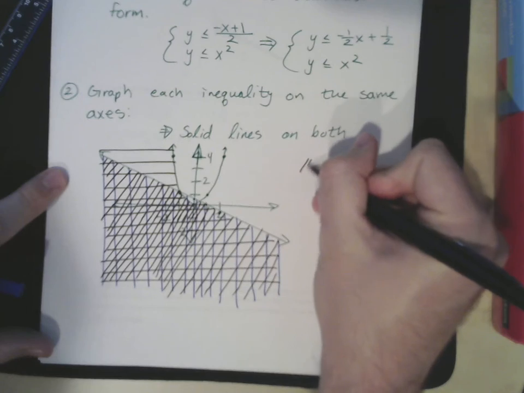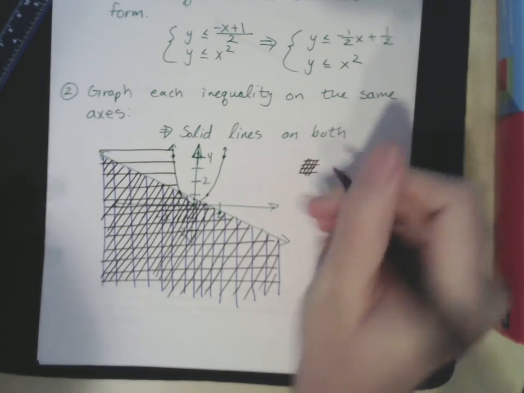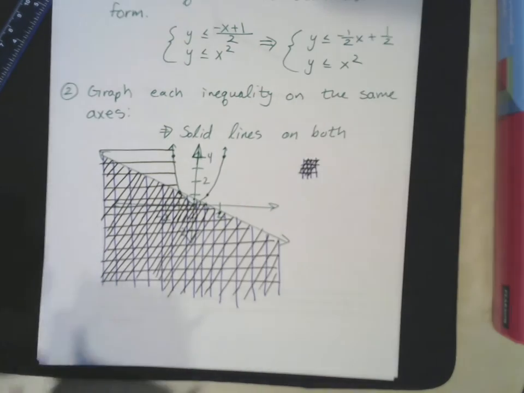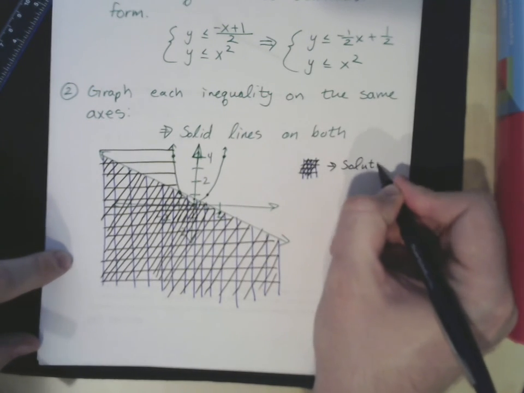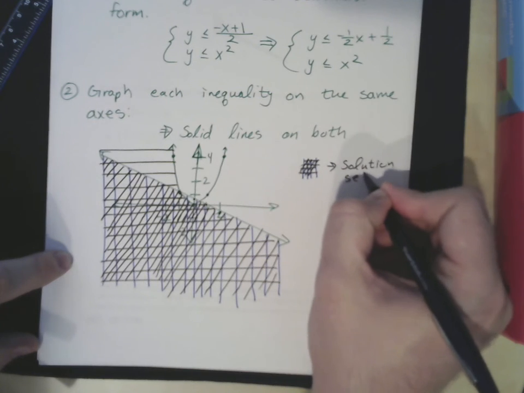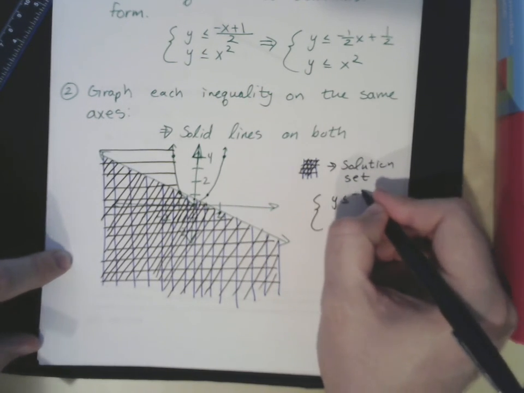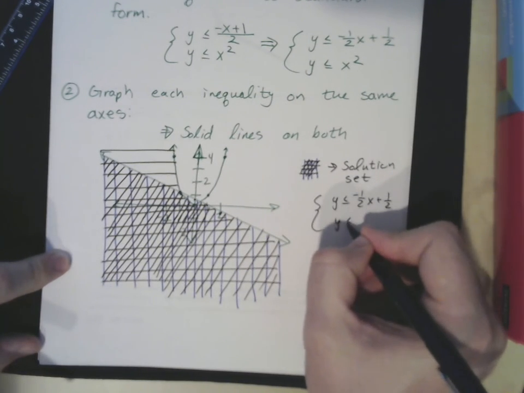And so you just make a little key off to the side. And just following how you shaded it, this is the solution set for y less than or equal to negative 1/2 x plus 1/2 and y less than or equal to x squared.